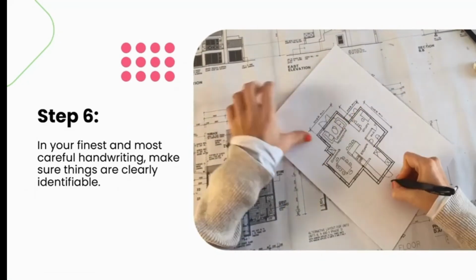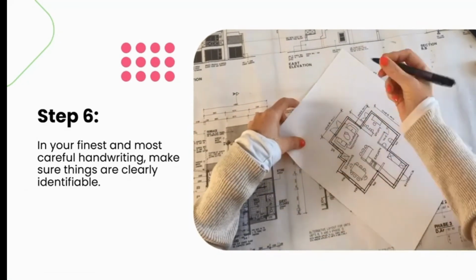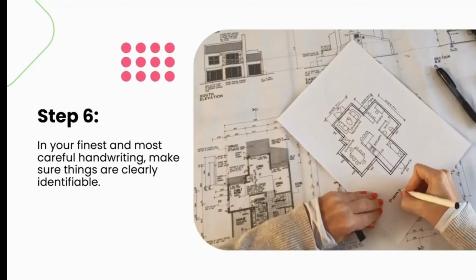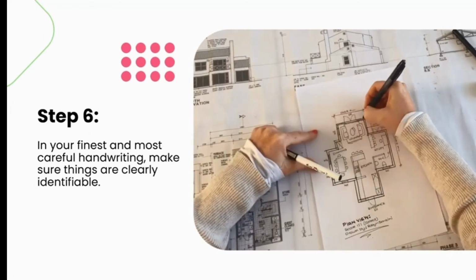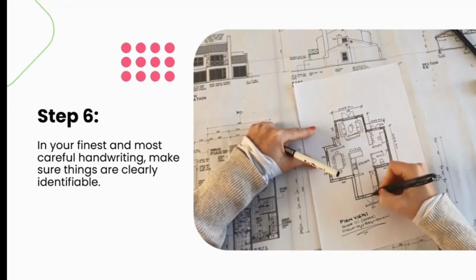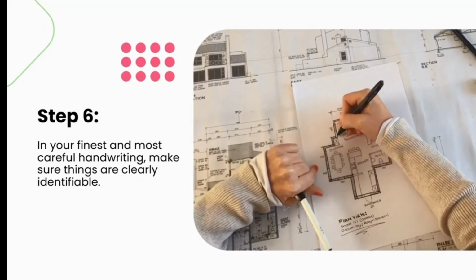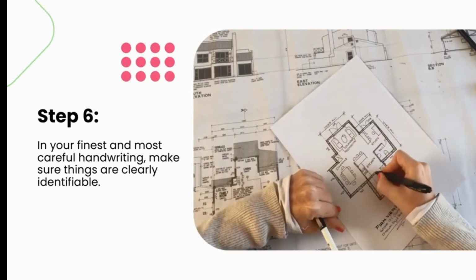Then you can add any other notes that you think will help this plan, or any other notes that you think are relevant to the plan. So it might be an exit or an entrance. There might be a room that needs labeling. There might be a coffee station that needs labeling. Anything that you feel needs to be communicated in this plan.